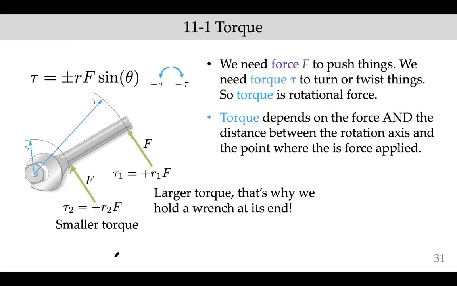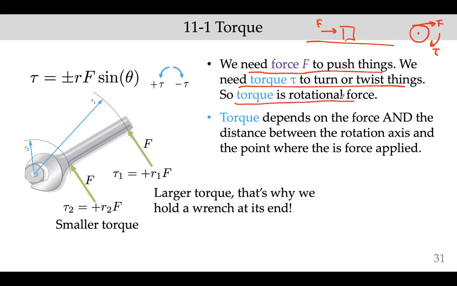So let's go back to Physics 1, Chapter 11, and let's remember what torque was. We need force to push things. If you have a box and you want to push it, then you would apply a force, which is a linear thing. But we need torque to turn or twist things. If you have, let's say, a bicycle wheel and you want to turn it, you don't push it. You apply a force like this and it will create a torque. So torque is a rotational force.